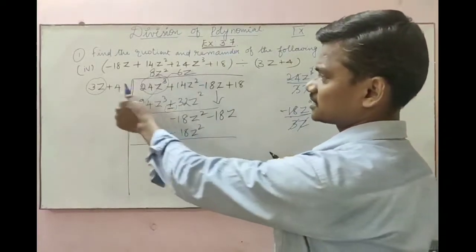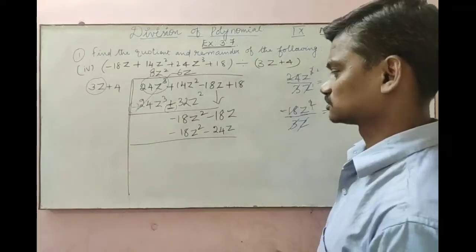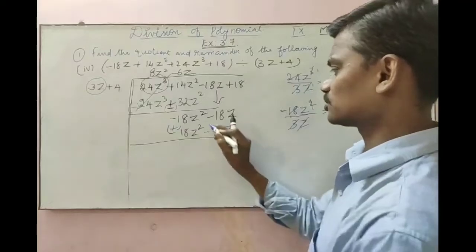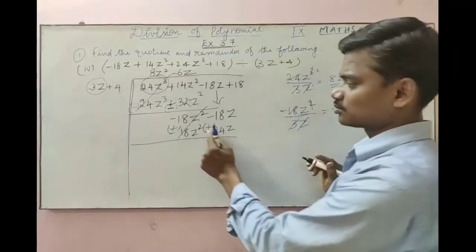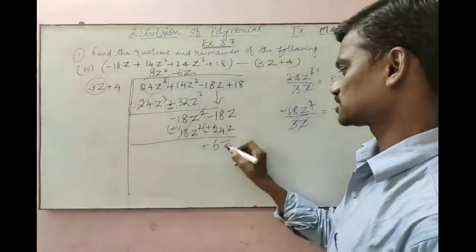Then minus 6z into plus 4 gives minus 24z. Now change the sign. This minus becomes plus. Here also the minus becomes plus. These two terms get cancelled. Plus 24 minus 18 gives plus 6z.